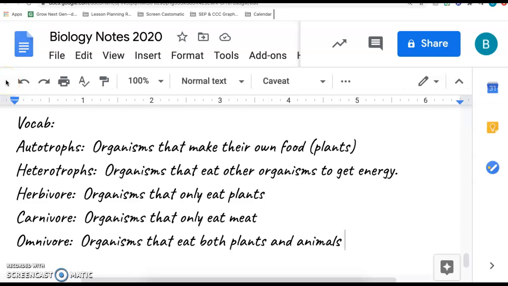Hey guys, we're going to do vocab real quick. We just have 5 words here. You've probably heard of some of these words before, but I just wanted to kind of bring them back into light and to help you review them.